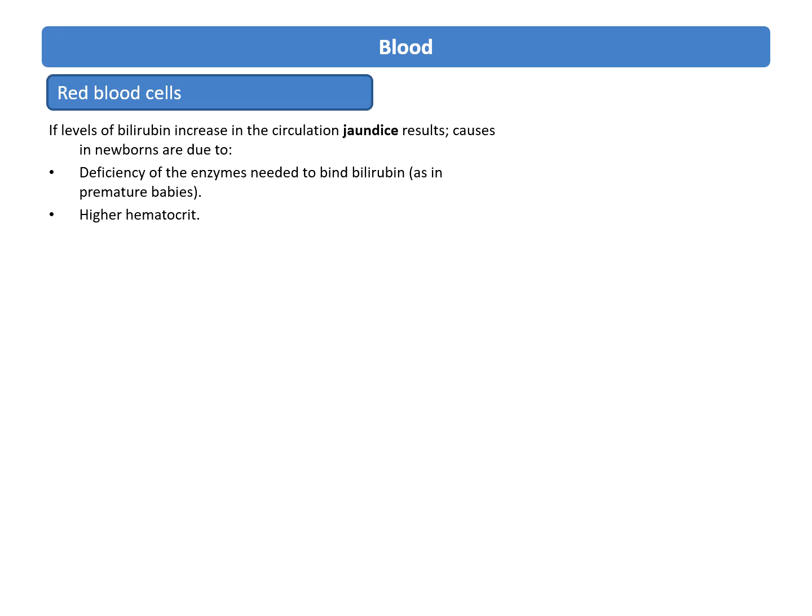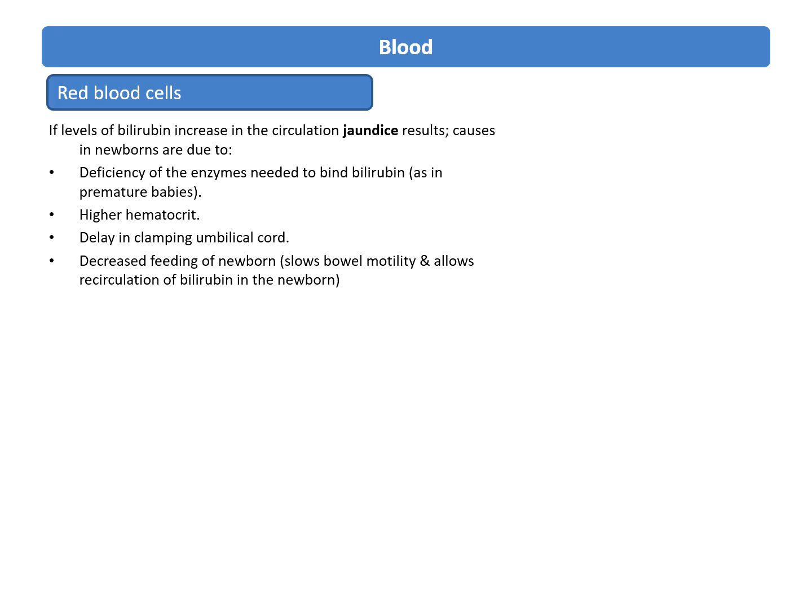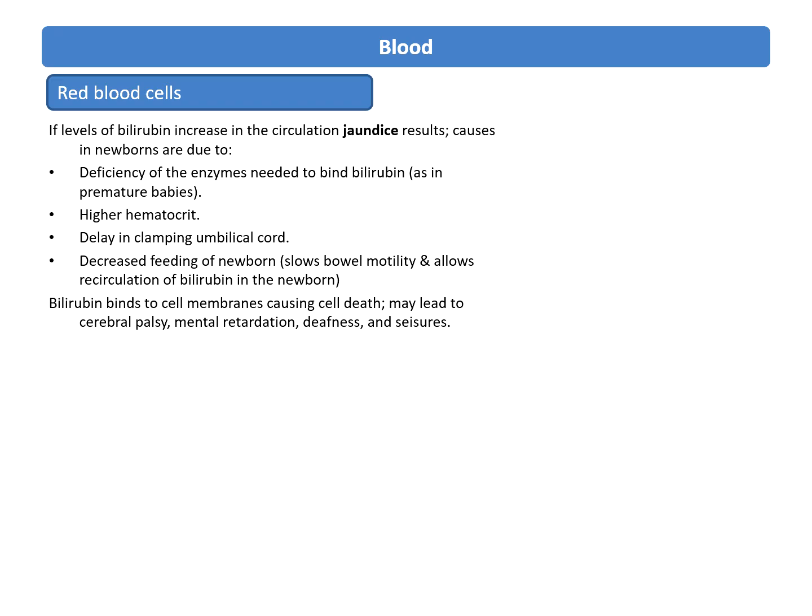A high hematocrit, the percentage of red blood cells, may lead to jaundice. Delay in clamping of the umbilical cord may be another cause. Decreased feeding of newborns slows bowel motility and allows recirculation of bilirubin in the newborn. Bilirubin causes some problems because it binds to cell membranes. It's lipid soluble. It may cause cell death. This may lead to cerebral palsy, mental retardation, deafness, and seizures.